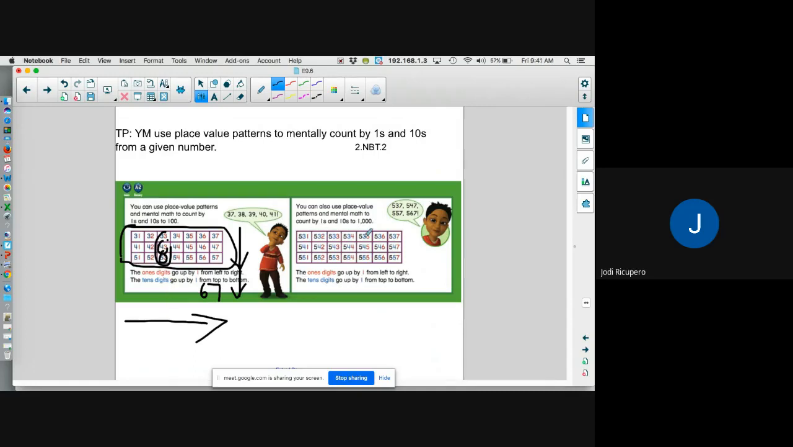You can also use this with the hundreds. This chart goes from 531 to 557. When you move to the right, it's going up by 1, the ones digit. When you're going down, it's going up by tens. So the tens digit's going to change. The hundreds digit stays the same. So let's say we started at 537. Another 10 would be 547, 557. And then what would come after? 567.